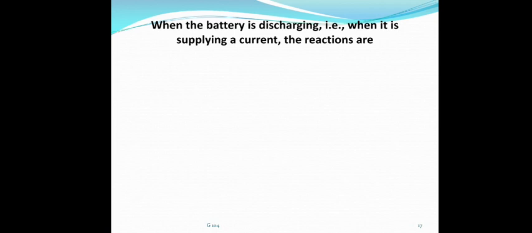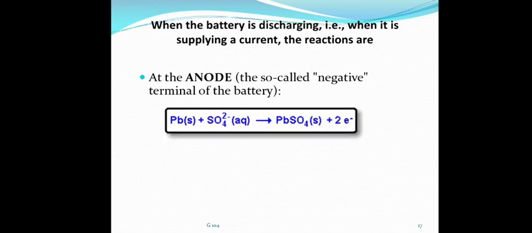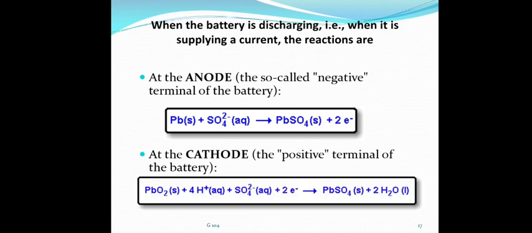So this is the discharging reaction. What is happening? Pb plus SO4 2 minus gives PbSO4 plus 2 electrons. Here the anode is the negative terminal, because during discharge the cell is acting as a galvanic cell, where the anode is negative. So oxidation takes place at the anode. And at the cathode, what is happening? The cathode is positive in a galvanic cell, and it undergoes reduction.